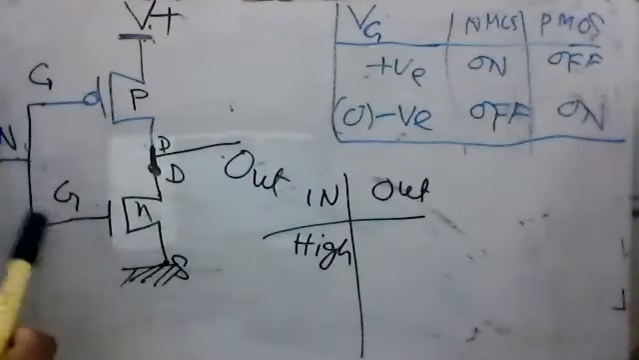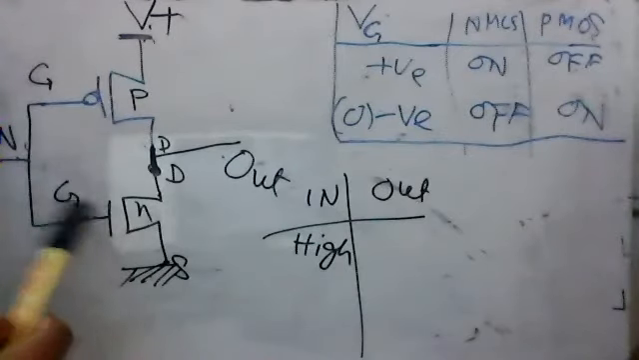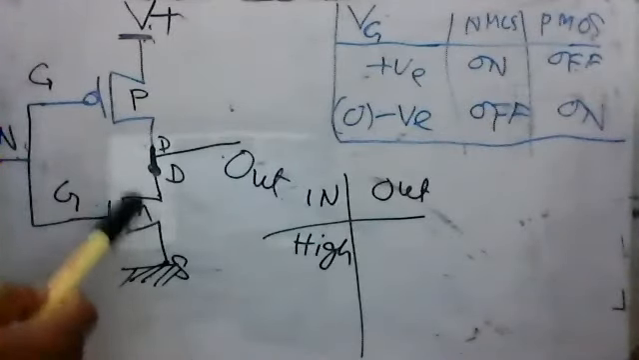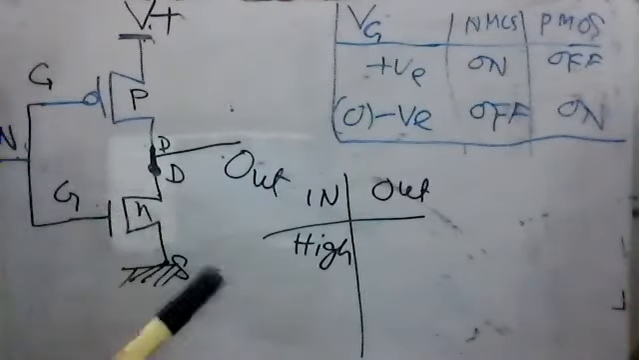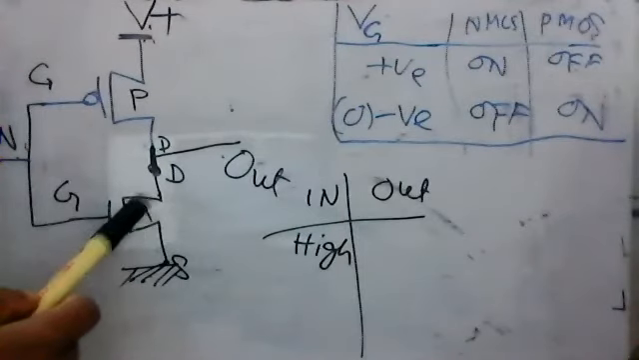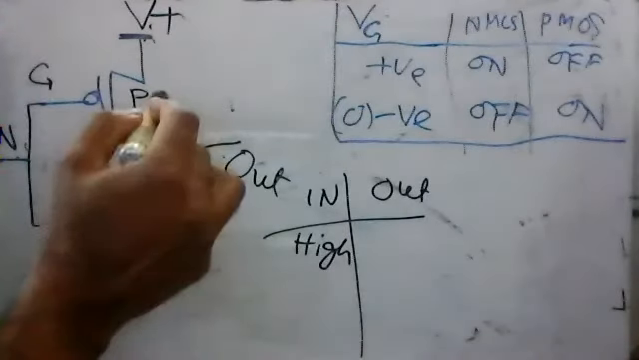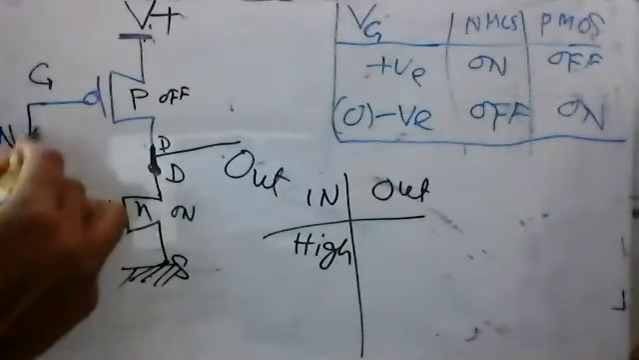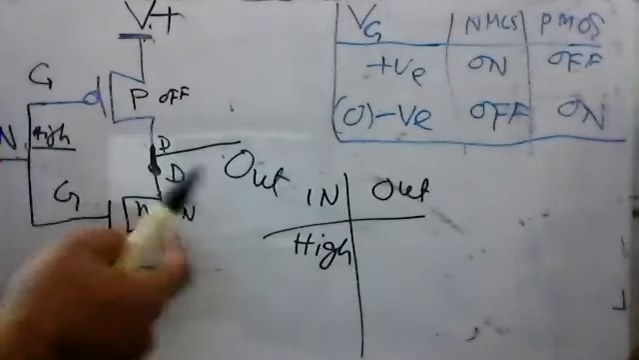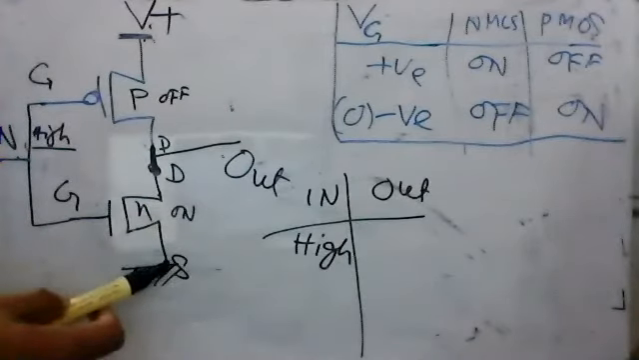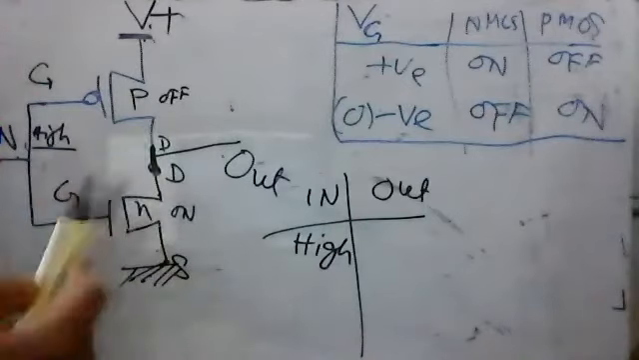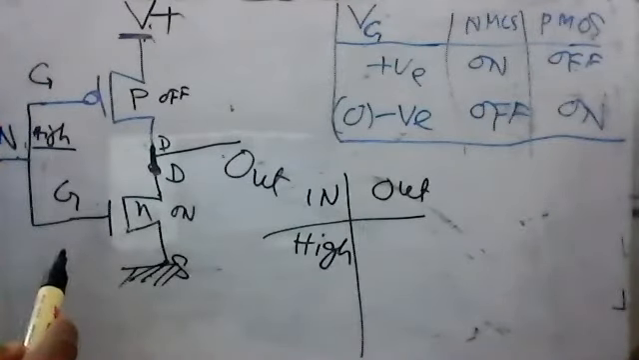But in NMOS, we learned last class, if we apply a positive voltage at the gate, then there will be a channel underneath this gate, and the current will start to flow. So that means this one will be on, and this one is off. PMOS is off, NMOS is on, and input is high. Then what happened to the output? If this one is off and this one is on, the ground will be connected from here to the output. The output will be connected to the ground, right? So then output will be?